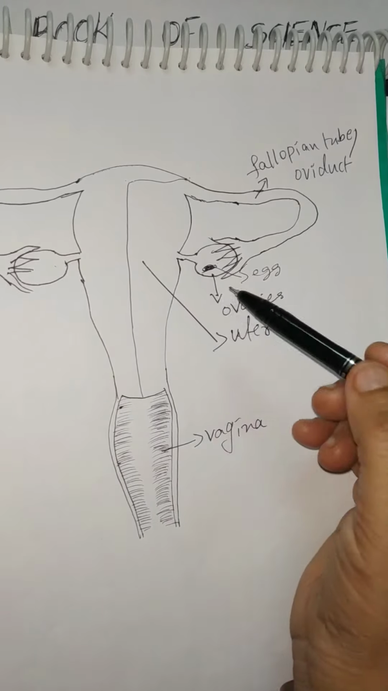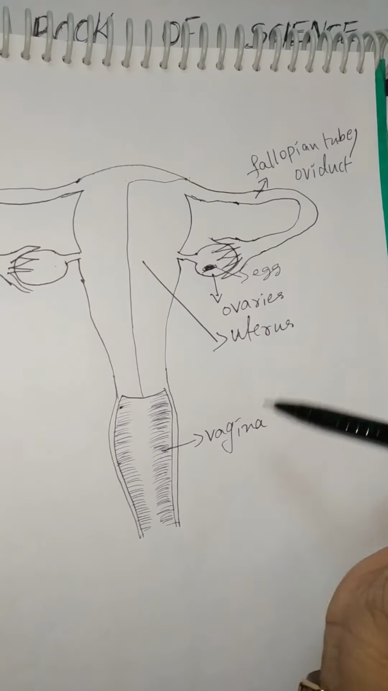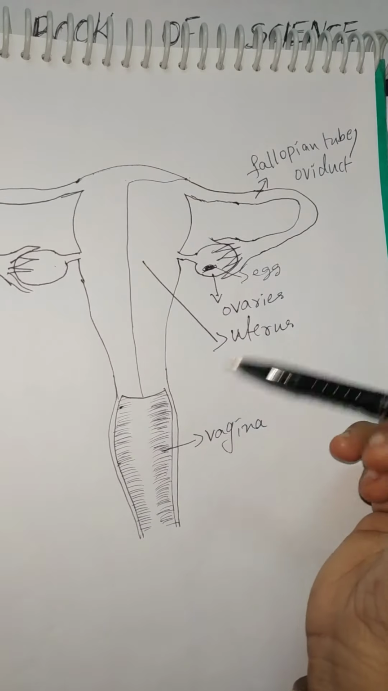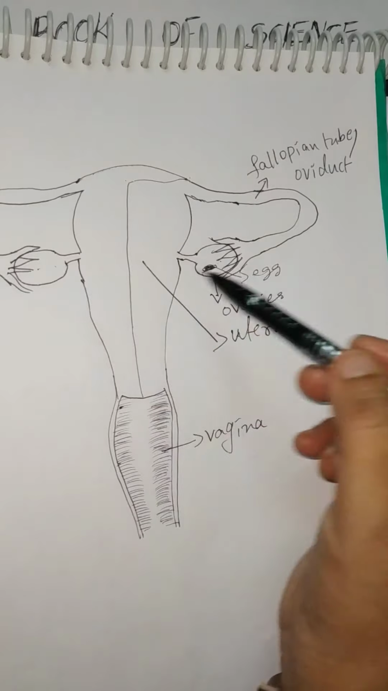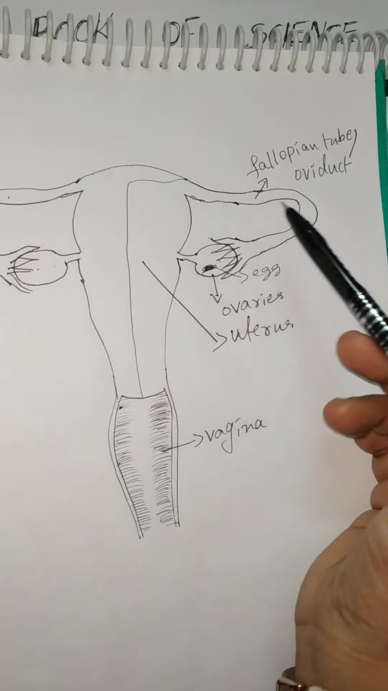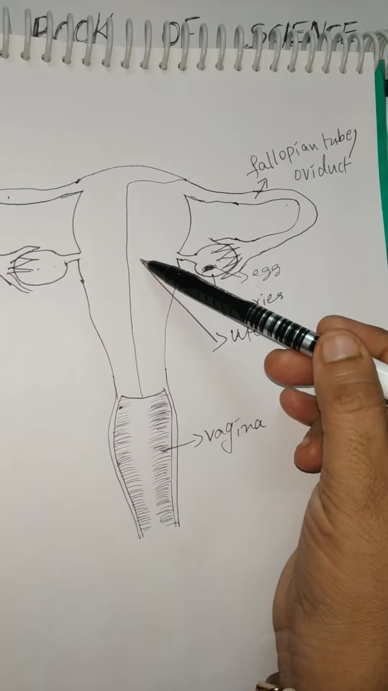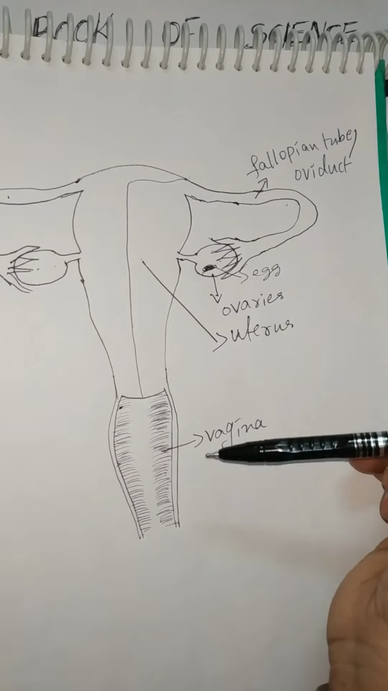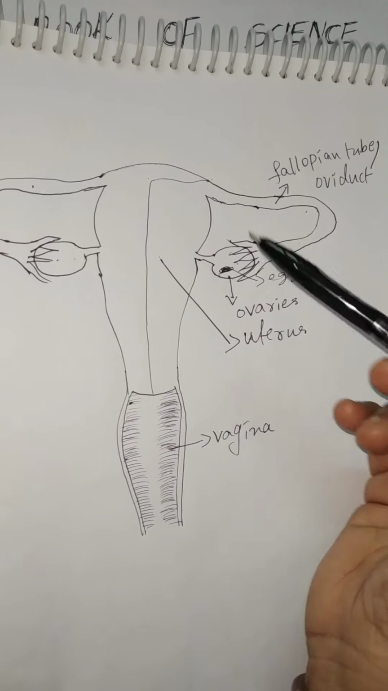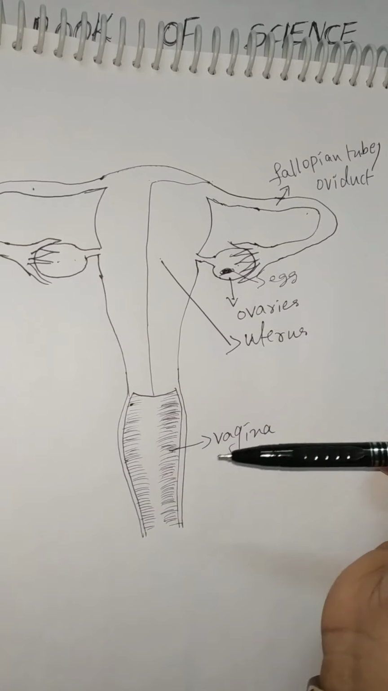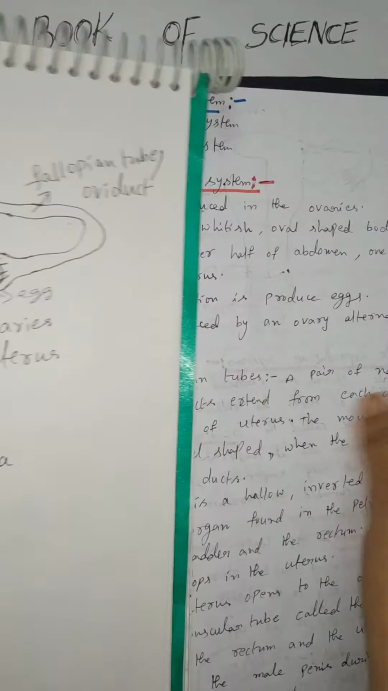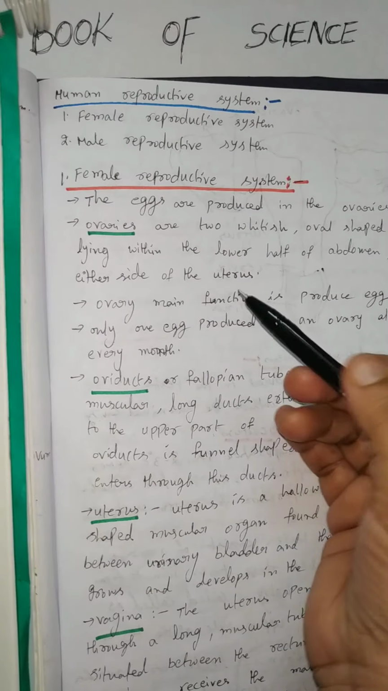So these are the four main parts in the female reproductive system: one pair of ovaries, one pair of fallopian tubes, the uterus and the vagina. These are the four parts. So with this diagram we can learn the female reproductive system.